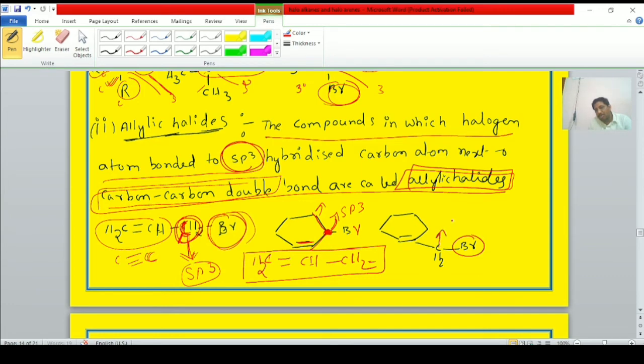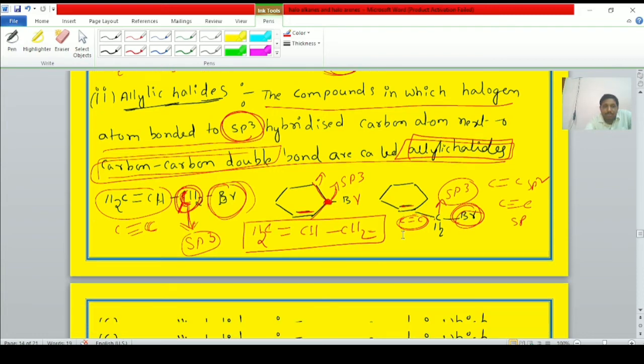Next one. The bromine atom is bonded to a carbon atom. This carbon atom does not have a double or triple bond, hence it is an sp3 hybridized carbon atom. Double bond carbons are sp2, triple bond carbons are sp. Here there is no double or triple bond, so it is an sp3 hybridized carbon atom. The first condition is obeyed. The second condition is that this carbon atom is adjacent to the double bond carbon. This is known as an allylic halide.